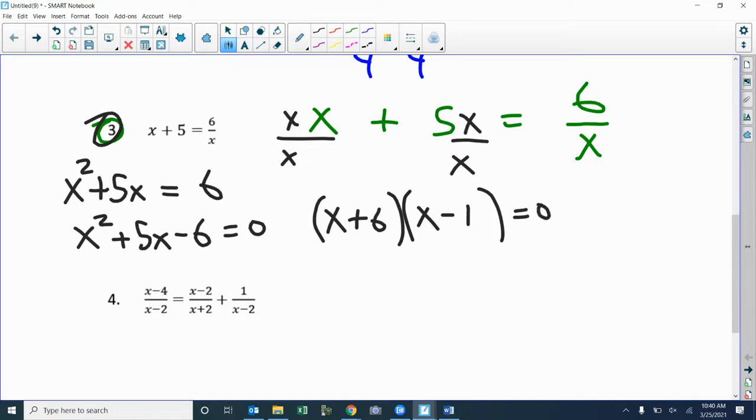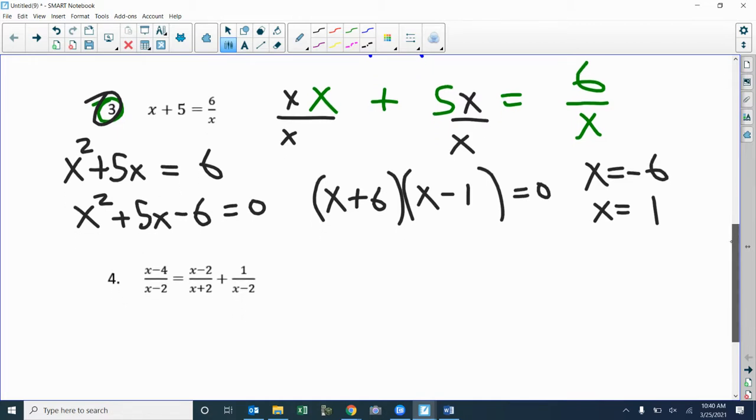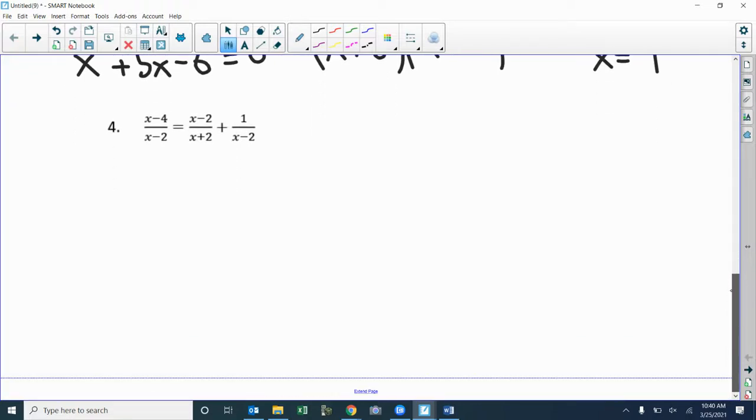So my x's are going to be equal to negative 6 and positive 1. Those good for the denominator? Yes, they are. So we're good to go there also. Still okay, everybody? Number 4 is probably a little bit more complicated. It works out very easy to solve once we get there, but there is a little bit more going on with number 4.